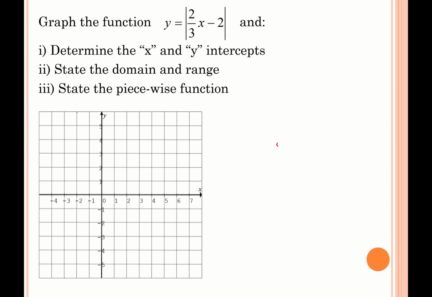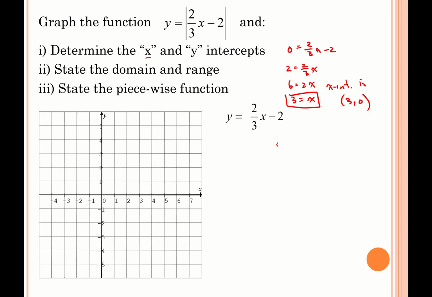Okay, so first step is determine the x and y intercepts. If you want to find your x-intercept, you simply make y equals 0. So 0 is equal to 2 over 3x minus 2. You move the negative 2 to the left, so you get 2 is equal to 2 over 3x. Multiply both sides by 3, so you get 6 equals 2x, and then divide both sides by 2, so 3 is equal to x. Therefore, your x-intercept is (3, 0). So when x is 3, y is 0.